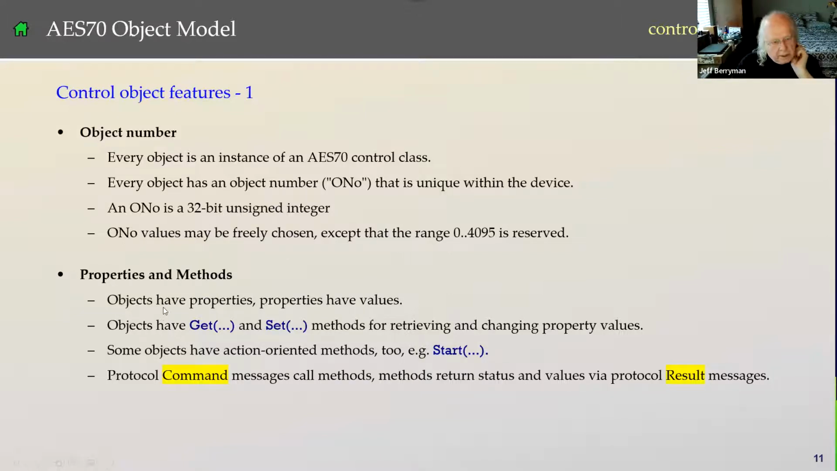Every object has properties, and properties have values. Objects have get and set methods for retrieving and changing property values. We've seen that up above. Some objects have action-oriented methods that don't specifically relate to each property, like a method called start, for example, for some process inside the device. Protocol command messages call methods and return status values via protocol result messages.